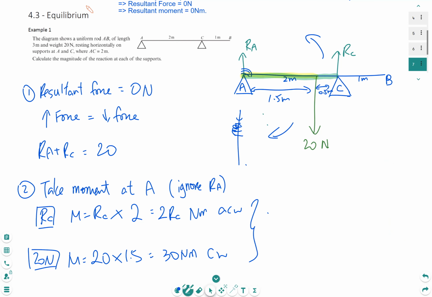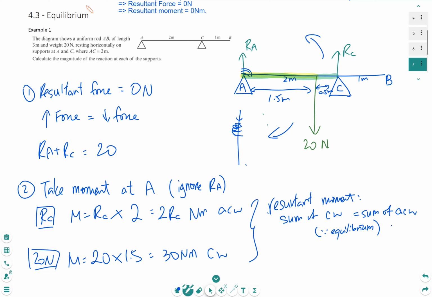Therefore, the resultant moment, which is the sum of clockwise moments, equals the sum of anti-clockwise moments. Now, why are they equal? You'll be thinking they're equal because of equilibrium. Equilibrium means the clockwise moments and the anti-clockwise moments should be equal. Otherwise, the door or any object we're moving will be turning, right?